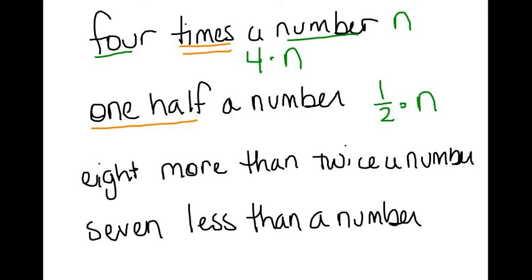What about 8 more than twice a number? So now we have a couple things going on. I have 8 more than and twice a number. So that twice a number looks like 2 times N, and 8 more than is 8 plus. So you end up with 8 plus 2N.